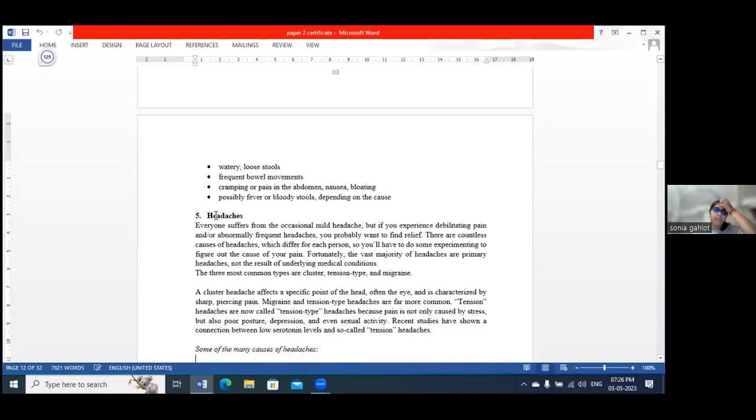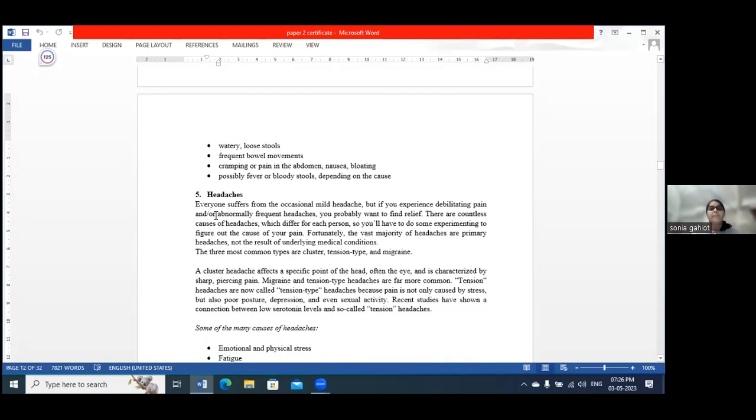The symptoms are watery or loose stools and frequent bowel movements. Sometimes there is an urge to go, but you do not go. Then there is cramping or pain in the abdomen. Then bloating and possibly a fever, or sometimes bloody stool, which happens because of infection. So it depends on what type of cause it is. If it is a bacterial infection, then there may be bloody stool. And if it is because of tension or something, then loose stool may come. So plenty of things happen. Hence, the symptoms also depend on the type of cause.